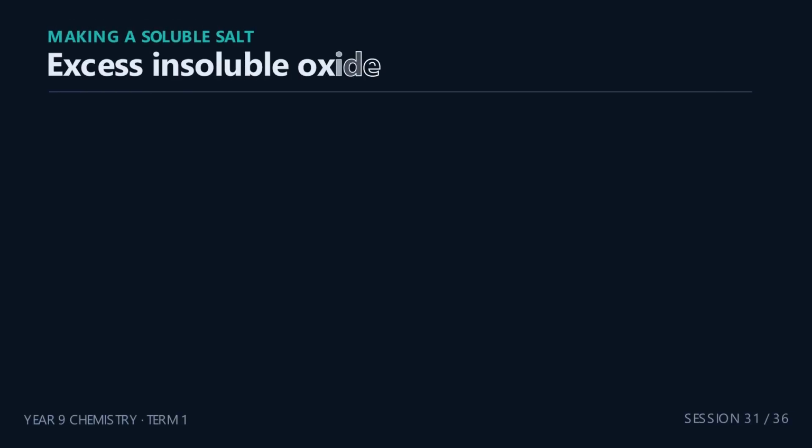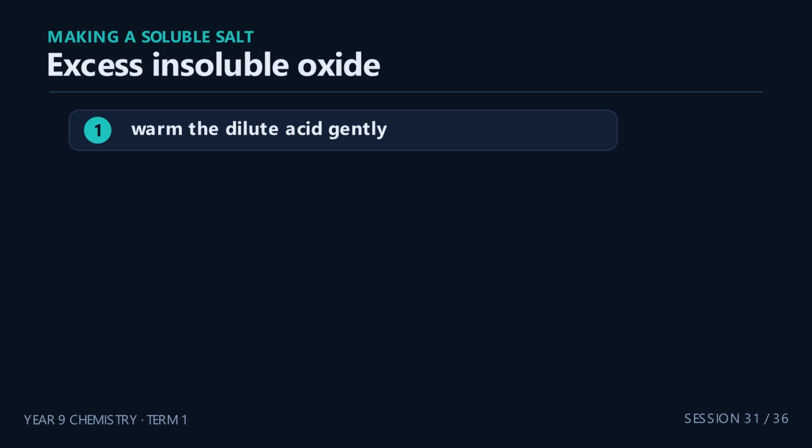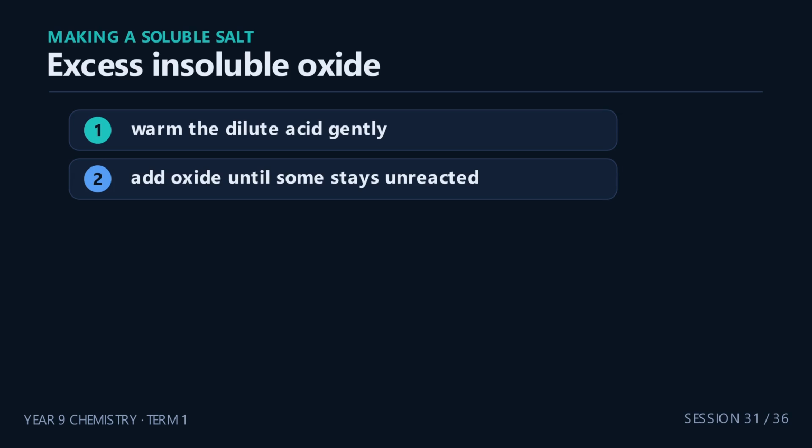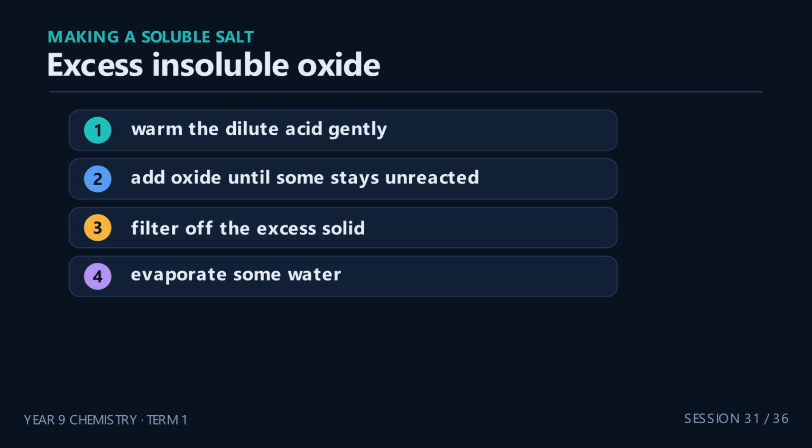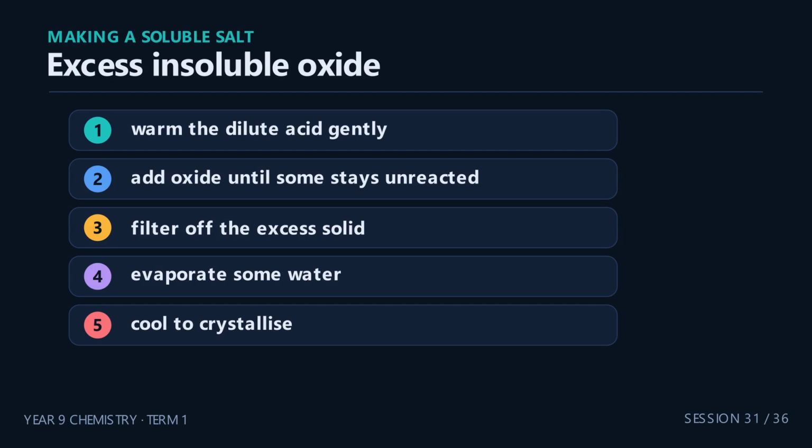Now remember that trick with excess oxide? Here's the full method for making a soluble salt from an insoluble metal oxide. 1. Warm the dilute acid gently. 2. Add the oxide in small portions until some stays unreacted. 3. Filter off that excess solid. 4. Evaporate some water. 5. Cool to crystallize. 6. Filter and dry the crystals.